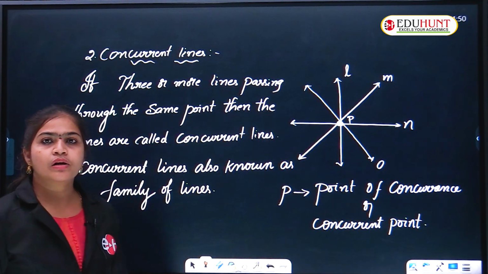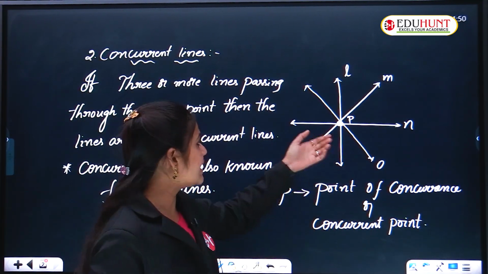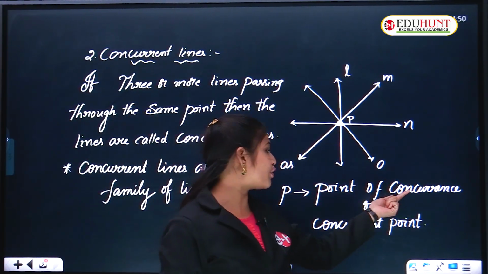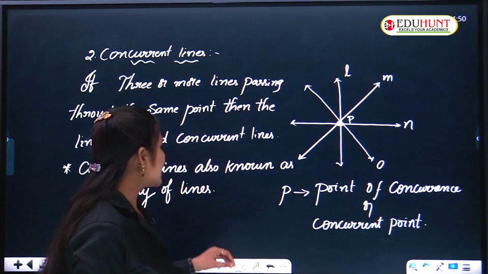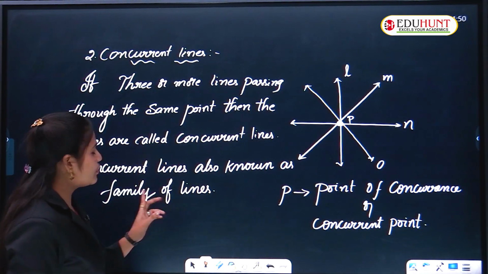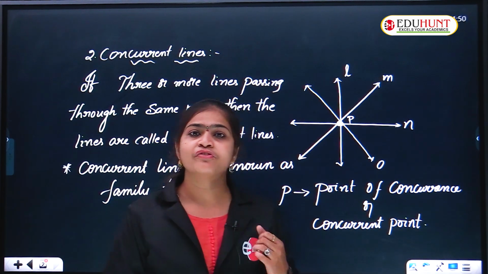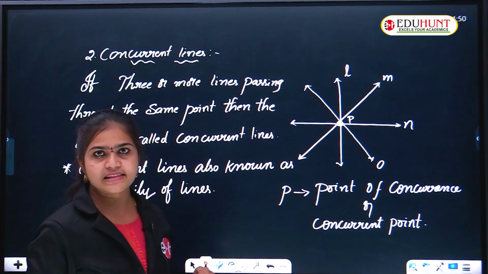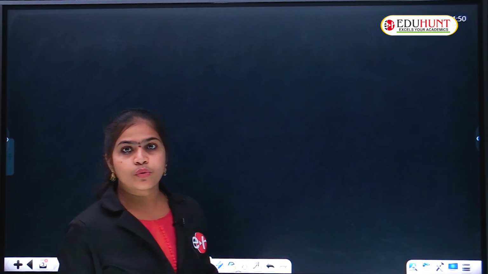Understood? Three or more lines passing through the same point are called concurrent lines, and in the same way that common point is called the point of concurrence or concurrent point. And in the same way, concurrent lines are also called the family of lines. So this is about concurrent lines. After this we have parallel lines. What is that? Parallel lines.